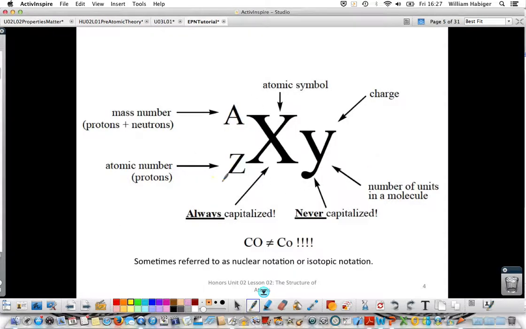If we look at the atomic symbol and where certain things are going to be, you have your element symbol here. If it has a charge, it'll be in the upper right, plus or minus. The mass number is going to be on the left on the top. The big number is always on top. And then your atomic number, the number of protons, is going to be on the bottom. Now remember, your mass number is the protons and the neutrons added together. Okay?